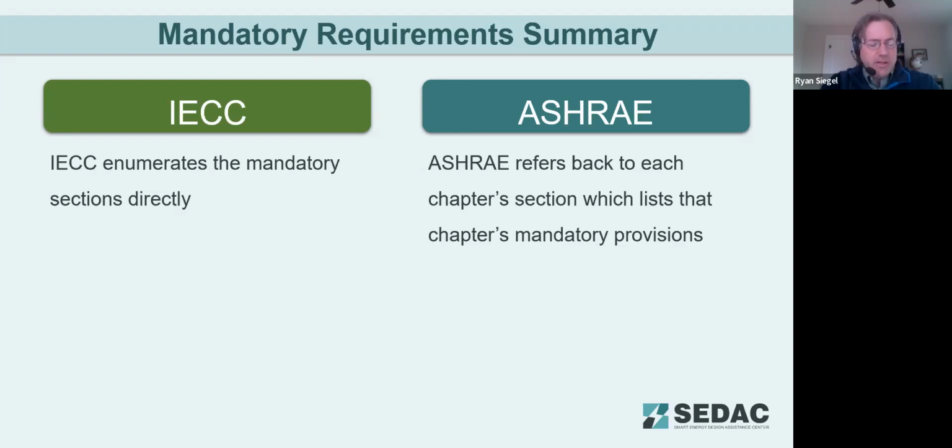Ashrae handles this a little bit differently in that rather than referring back directly to the applicable provisions, it has a reference back to each chapter's section, which then lists the mandatory provisions within that section. So there's kind of a two-step process here for Ashrae 90.1, whereas the IECC is a direct reference back, which can be a little bit more straightforward. So Ashrae is pointing back to each individual section, be it lighting, plug loads, et cetera.